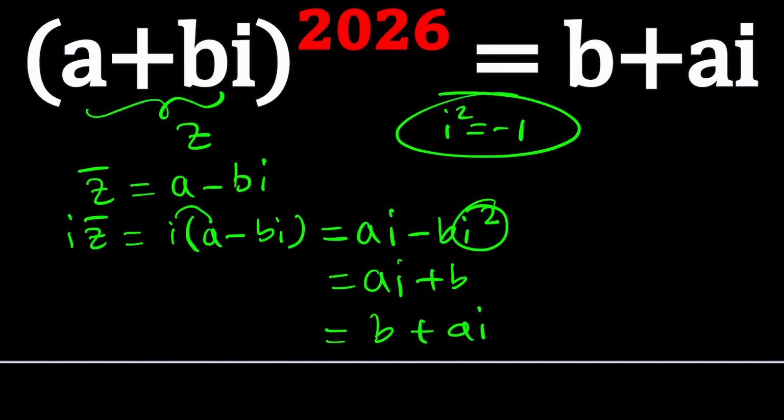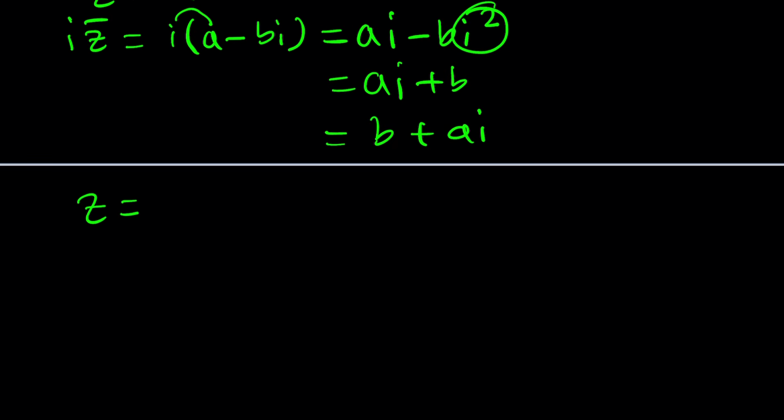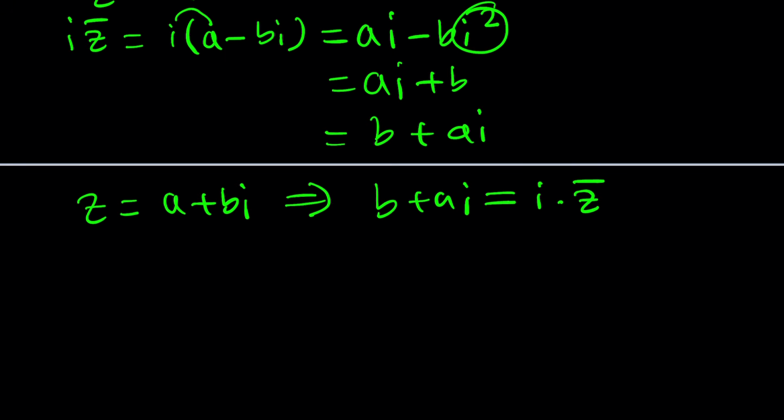So if a plus bi is equal to z, as we assumed before, from here we get b plus ai as i times z bar, which is the complex conjugate. Great, let's plug this into our equation, right? Well, this gives us z to the power 2026 equals i times z bar. Beautiful. Now, first of all, we're going to work with magnitudes, in other words, absolute values, or moduli.